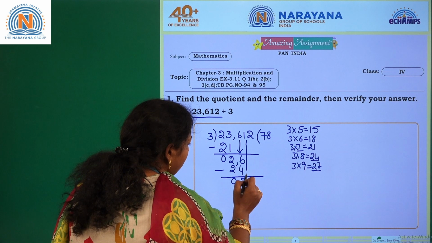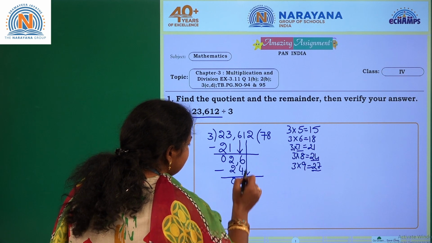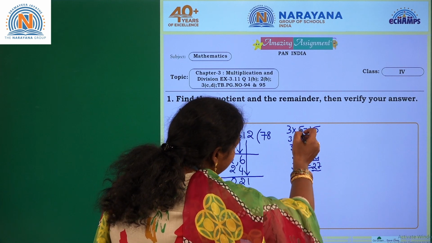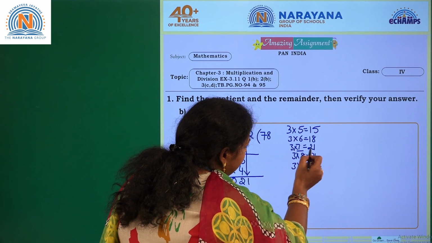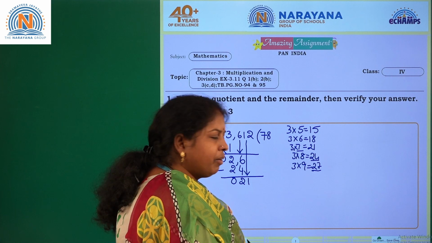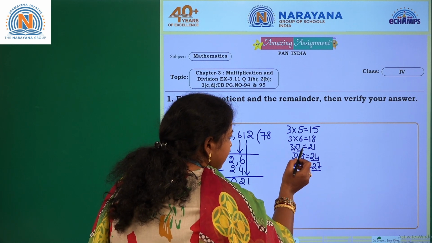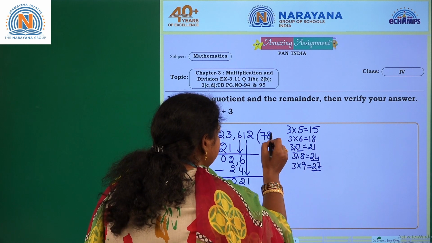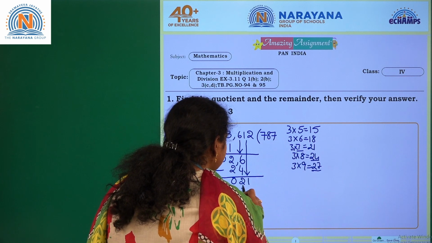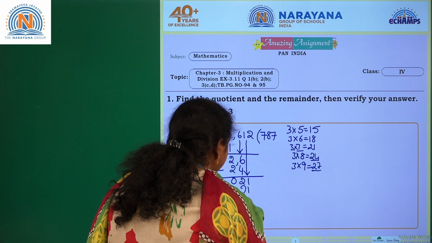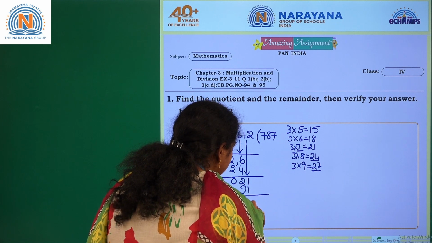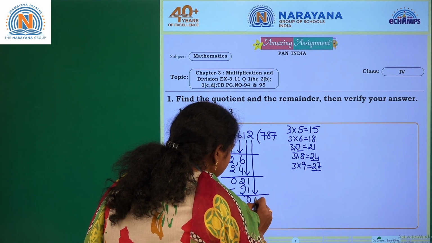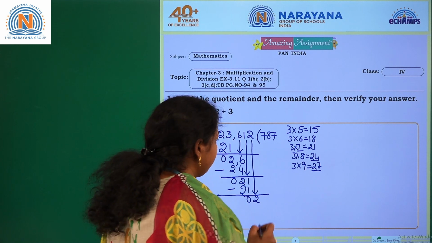Now let us bring down the next digit, that is 1. Where will you get 21 in the multiplication table of 3? 3 times 7 is 21. So let us consider 7 again, 21. Now subtract, you will get 0. The next digit is 2. Let us bring down that 2.